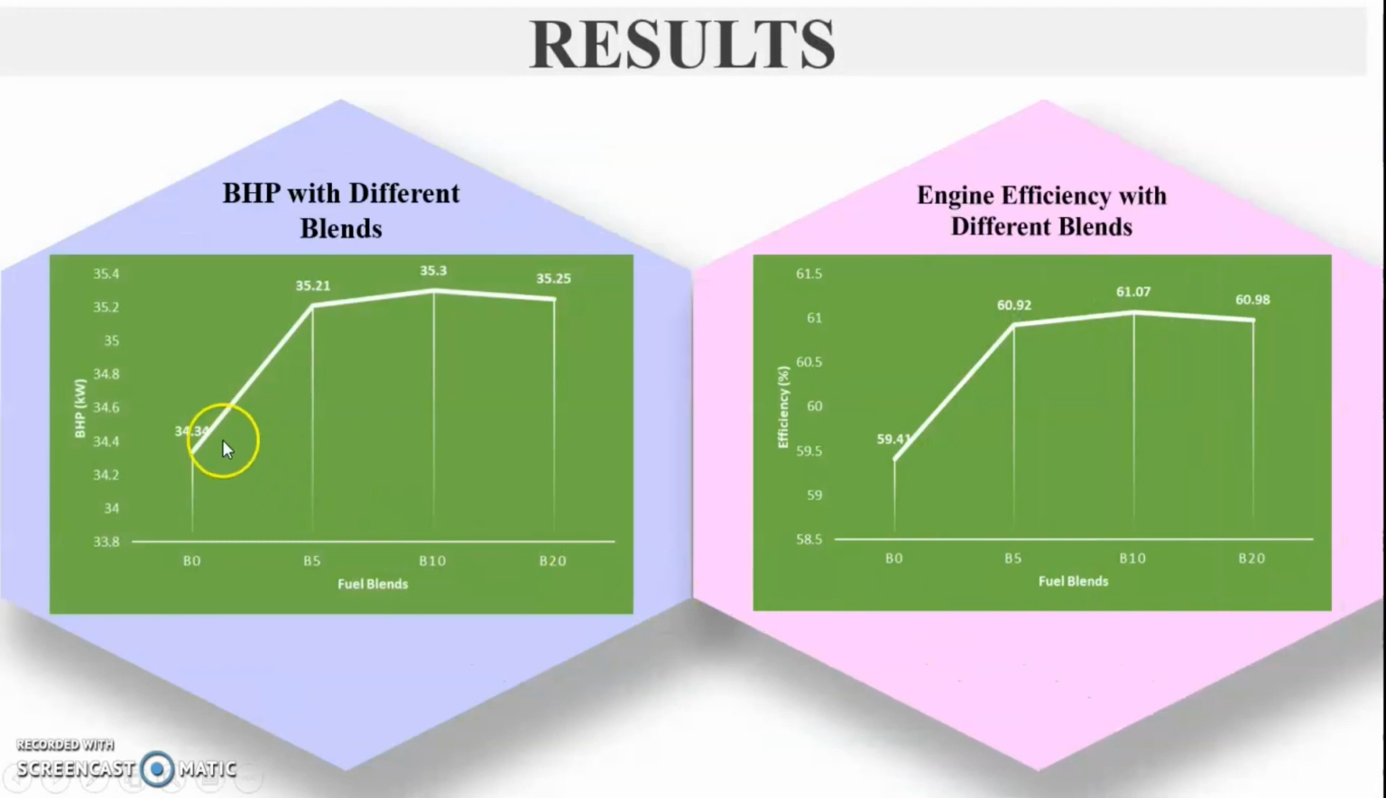Further moving on, we have the BHP versus the fuel blends, where we can see that for B10, the brake horsepower is the highest, which is 35.3 kilowatts, and also the efficiency for B10 is the highest among all the blends, which is 61.07%.